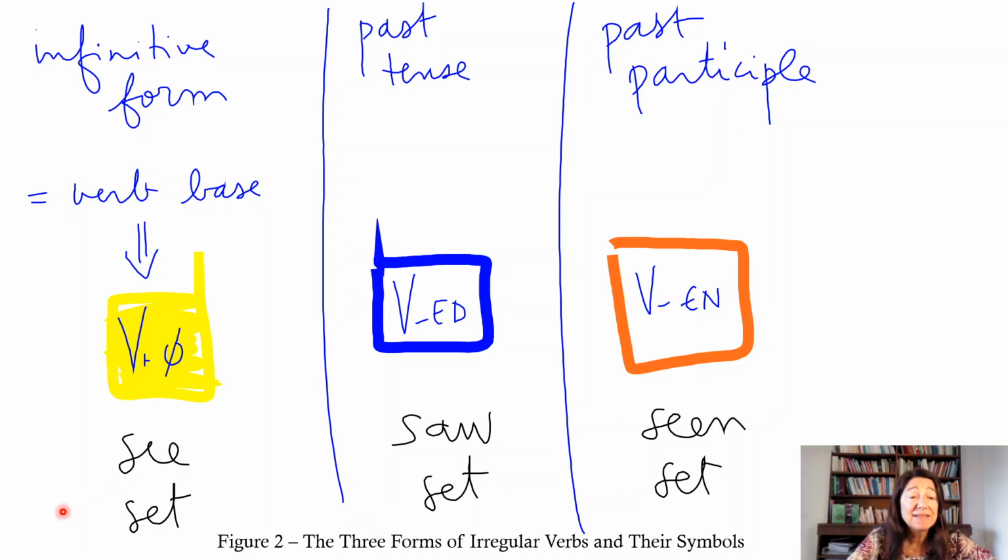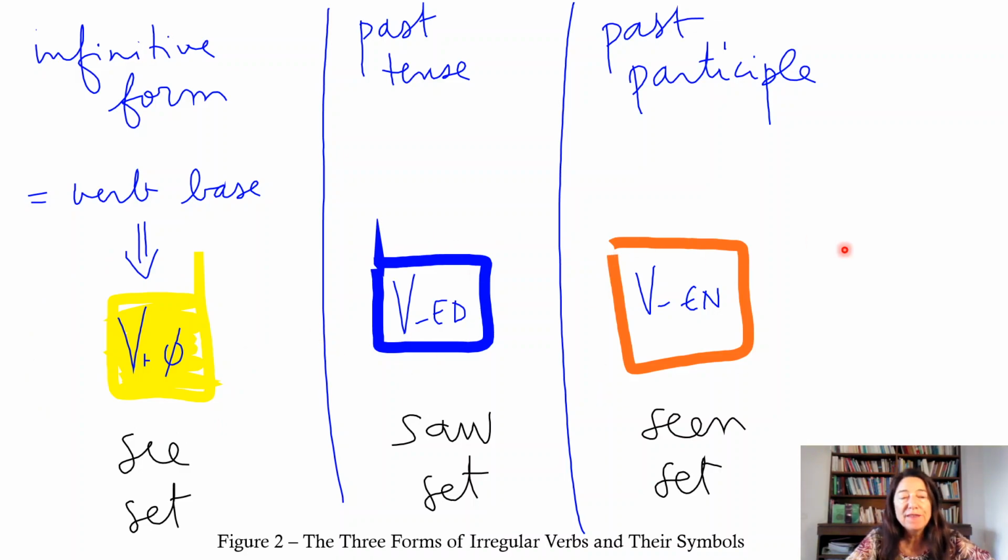Okay, but another example could be set, set, set, and in that case V0 is set, the infinitive, and then the past tense is set, VED is set, and VEN is also set, the past participle is set. Okay, so three different forms for any irregular verb, and they're symbols that we're going to learn together because they're going to be very useful.